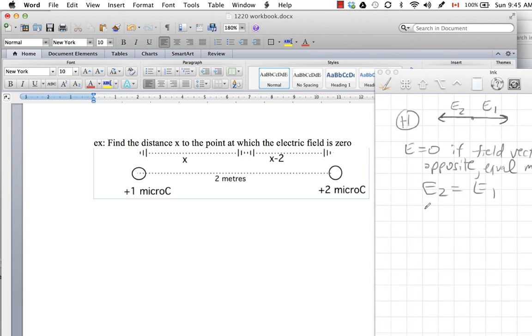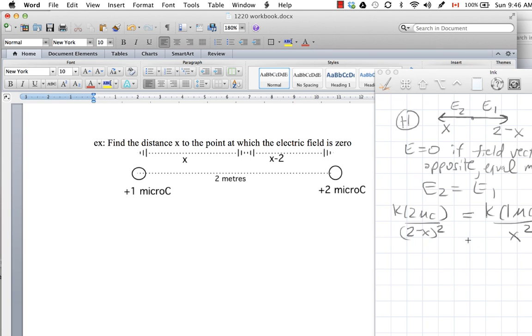kq over r squared is equal for both of them. So the field of this charge is going to be k times 1 microcoulomb over this distance. Now we see on our diagram over here that this distance is x. So that's how far we are from the 1 microcoulomb. For this, it's going to be k times 2 microcoulombs over this distance, because the total distance is 2 meters. This distance here is going to be 2 minus x. Note that this is incorrect in the text. This should be 2 minus x and not x minus 2.